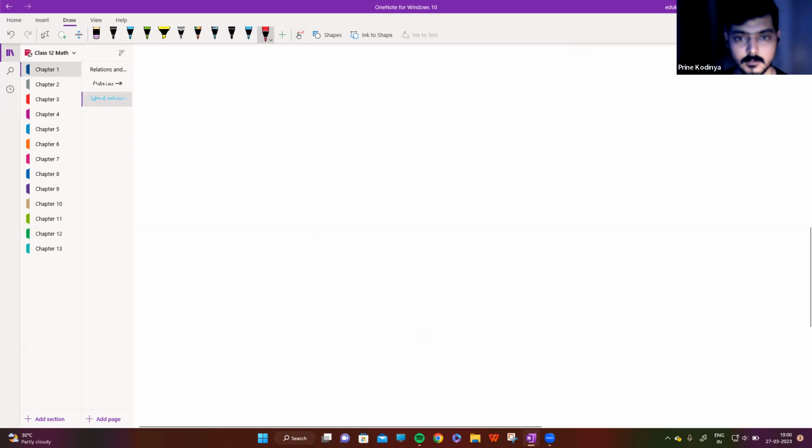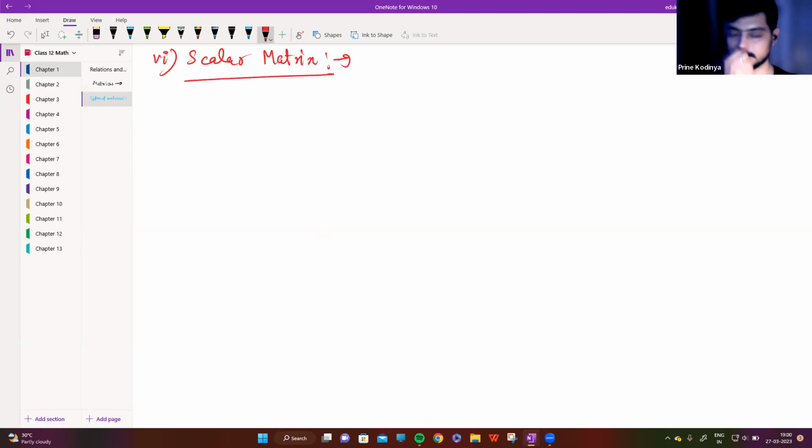Okay, let's talk about the 6th type of matrix, which is the scalar matrix. A scalar matrix is a particular type of diagonal matrix only. What it means is that a scalar matrix is a subset of diagonal matrix. All the diagonal matrices are not scalar, but all the scalar matrices are diagonal. That is for sure.